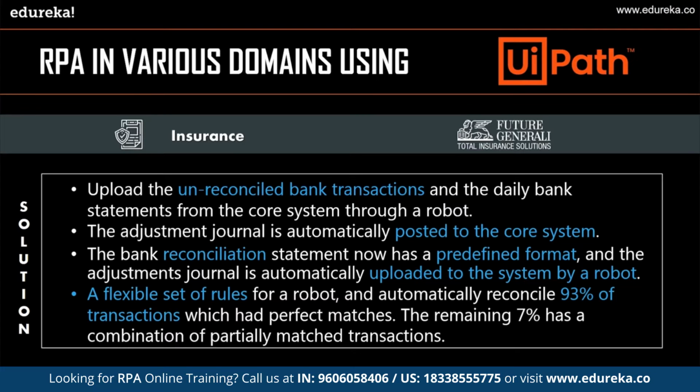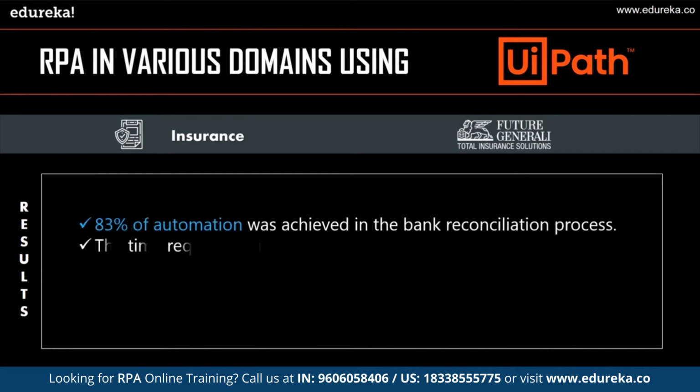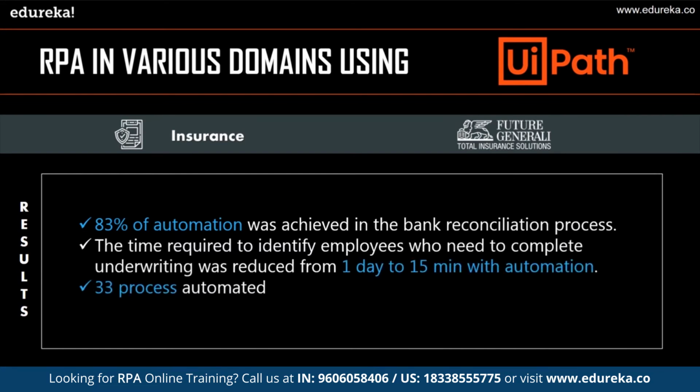Through UiPath, what they did was that they built up robots to automate the task of sending record files to the client, and every email that had an attachment was password protected. So the results of Future Generali India Life Insurance Company Limited partnering with UiPath are as you can see on my screen. It was observed that 83% of the automation was achieved in the bank reconciliation processes and the time required to identify the employees who needed to complete underwriting was reduced from 1 day to 15 minutes with automation, guys.